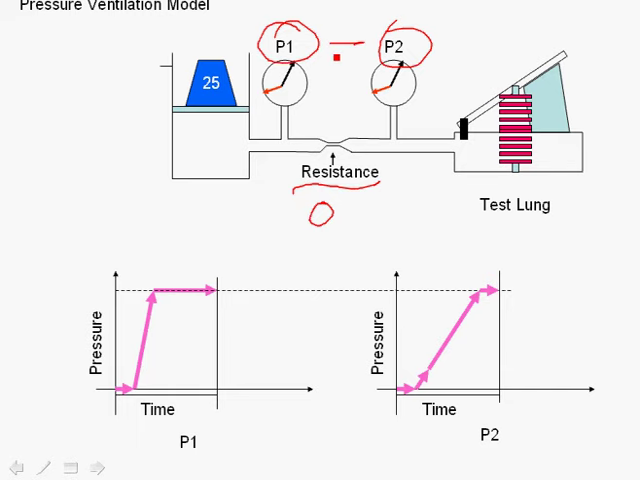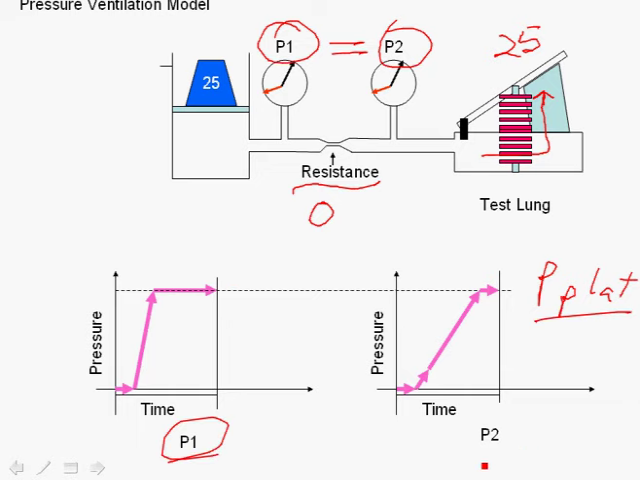P2 and P1 are equal, and they reflect the distending pressure required to equal the pressure of 25, both the driving pressure of the ventilator and in the lung. So pressures here are in equilibrium, and this is our P plat, just like we looked at before. This is our P plat. A little bit different than volume ventilation, in that our pressure at the mouth, P1, equals P2. Initially these can be a little bit different, because I do need a pressure gradient to get flow across from my ventilator into the test lung.